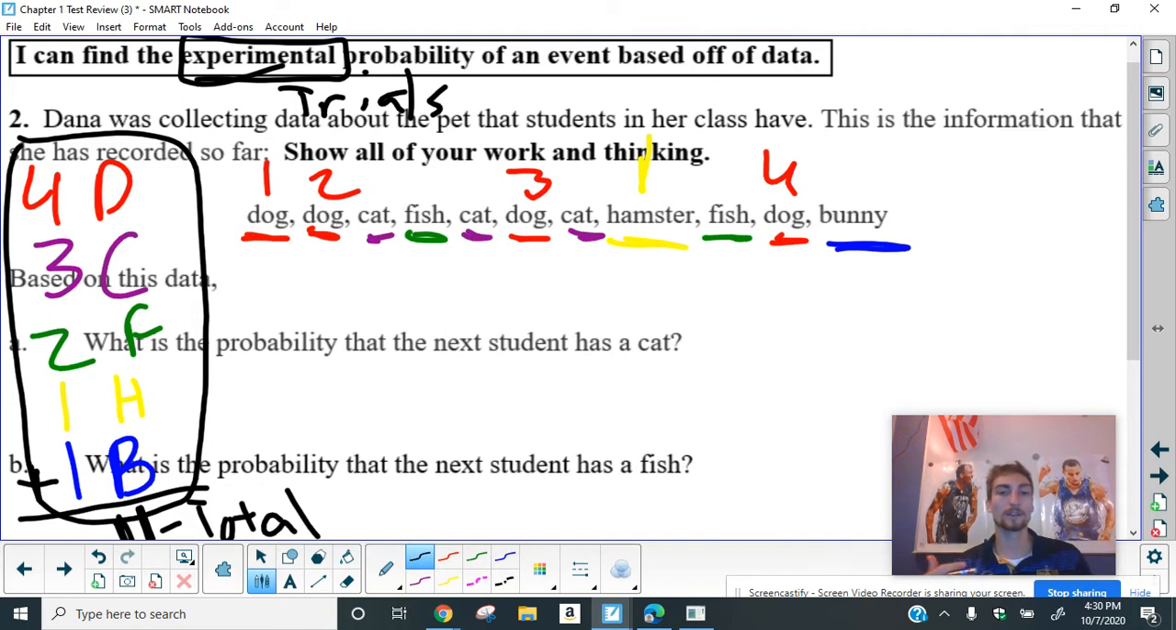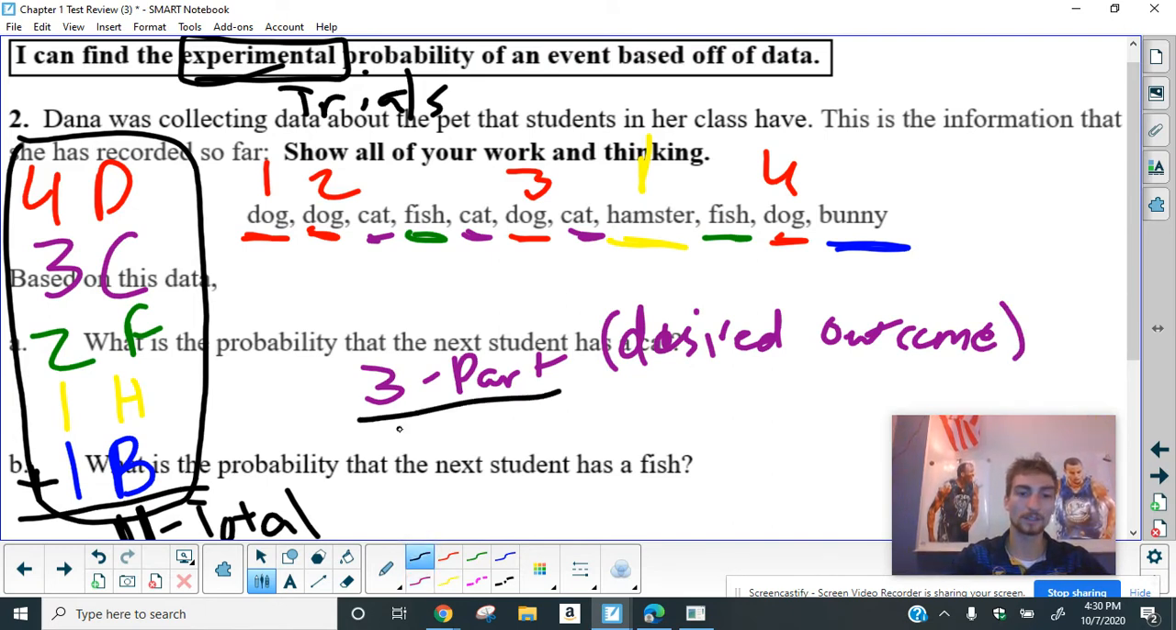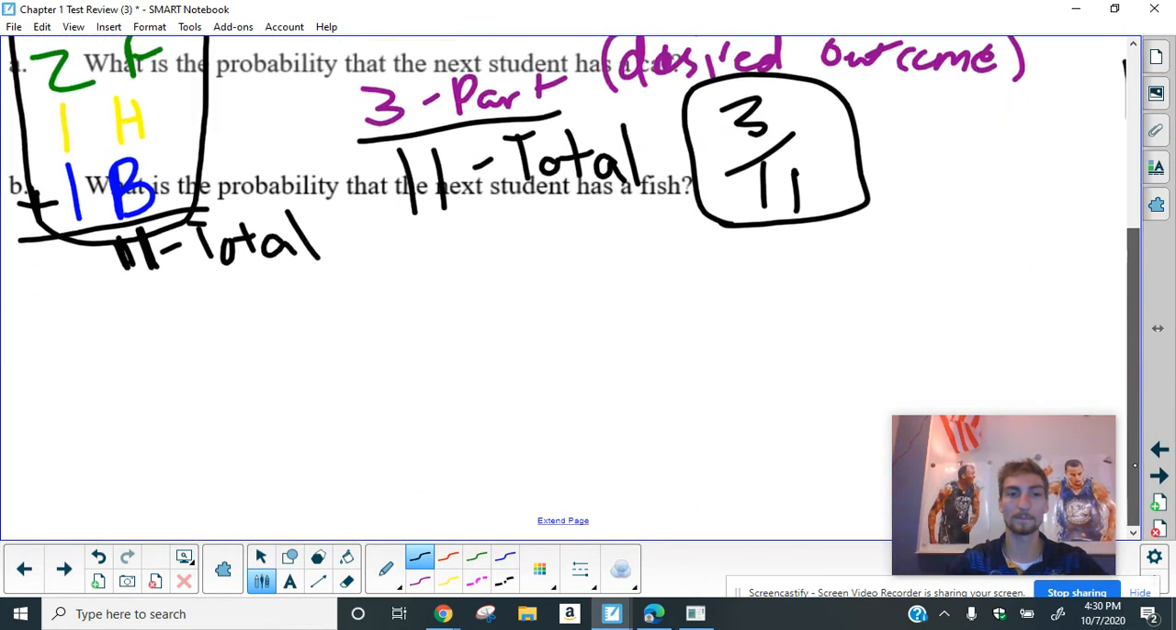And then we're going to look for parts. In this case, we're looking for cats. And there are 3 cats. So I would say 3, my parts, or you could also say my desired outcome, over my total, which again was 11. So 3 out of 11 would be a great experimental probability to put down.